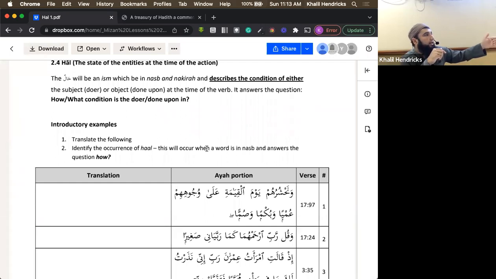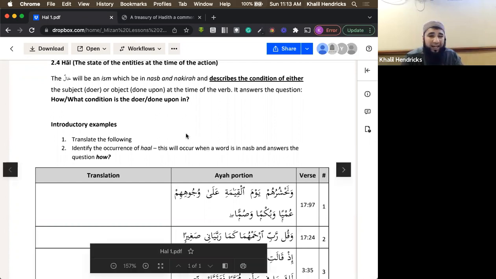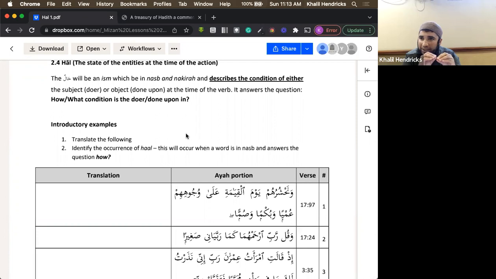Like I can say, this is Zaid approaching. It's not a description that is permanent for him. It's just speaking about at that specific time. And we'll see some examples of that in a moment. So you may think it's similar to a sifa, but it's not the same as a sifa, because a sifa specifies a permanent description for a thing.